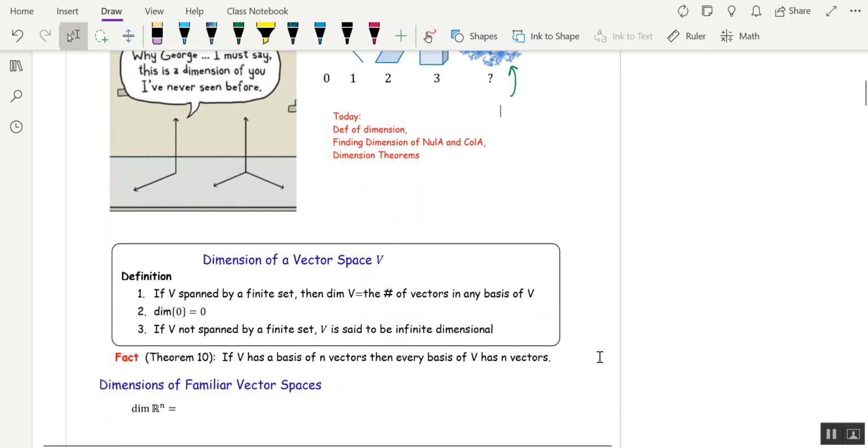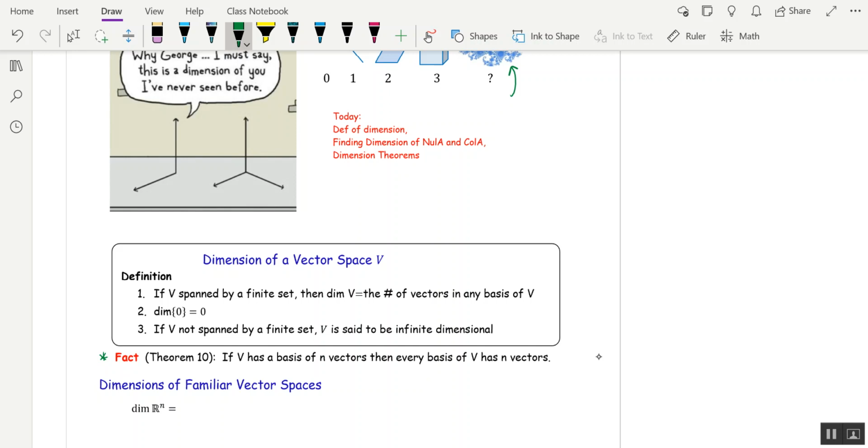So here's the definition. If V, which is a vector space, is spanned by a finite set, then the dimension of the vector space is the number of vectors in any basis of V. An important fact is that if a vector space V has a basis of n vectors, then every other basis also has n vectors. So this definition is well defined. You can use any basis you want, and the dimension will be the number of vectors in that basis. By definition, the dimension of the zero vector space is 0.